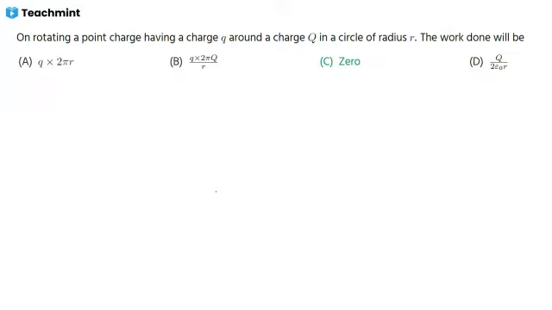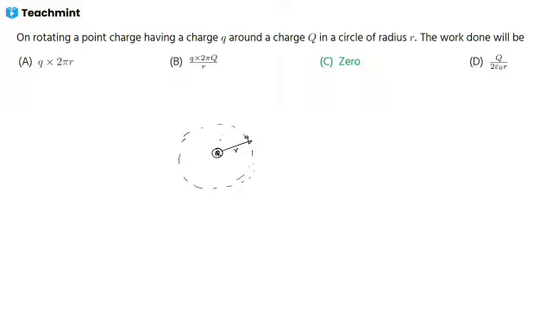A point charge small q is moving around a charge capital Q in a circle of radius r. The work done will be? That means here at the center they are placing a charge capital Q, and around this charge, small q is revolving with a radius r. Now, work done will be.